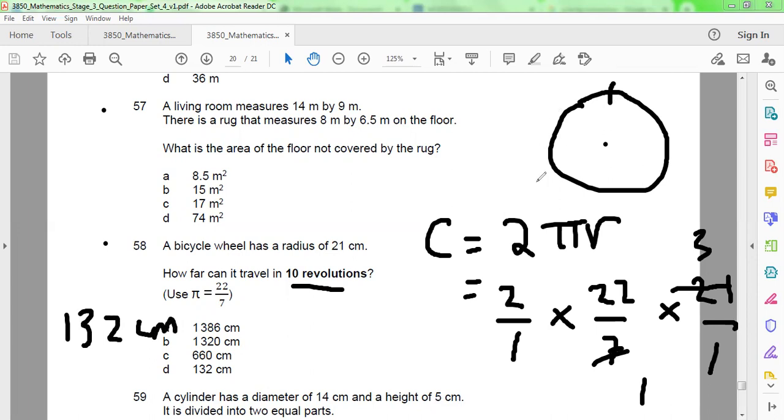The distance around it. So you're going to spin it 10 times. All you need to do is multiply 132 times 10, which is 1,320 centimeters. All right. So that's that.